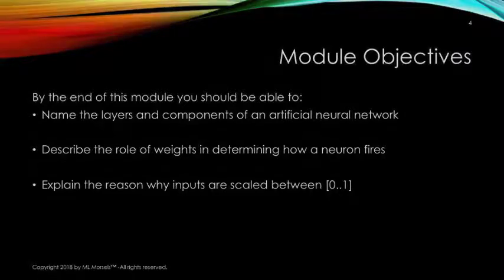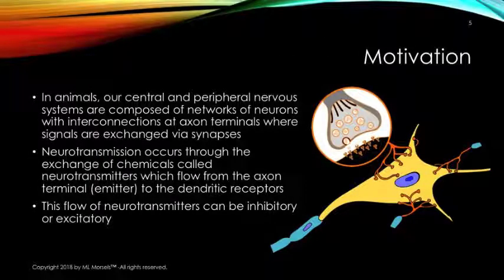Let's get started. The original motivation for computational models of neural networks found in animals was to mimic the biological processes in the brain, with the ultimate goal of creating an artificial intelligence that functions similar to human intelligence. In animals, the nervous systems are composed of biological neural networks, consisting of vast interconnections of neurons throughout the body. These networks make up the peripheral and central nervous systems of humans and other higher-order animals.